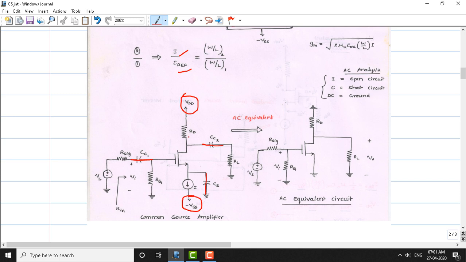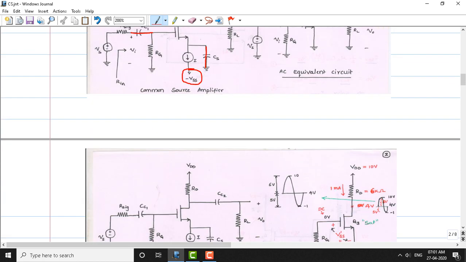We see that RD straight away goes to ground here for the AC equivalent circuit, and here the capacitor goes to the ground directly. So the source is tied to the ground here. So the source is directly grounded here. So this circuit is the AC equivalent circuit of the common source amplifier. Now we have seen both versions, the DC equivalent circuit as well as the AC equivalent circuit. The one and only circuit which has both DC equivalent and AC equivalent circuits is the amplifier circuit.